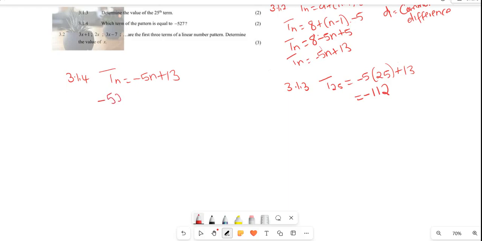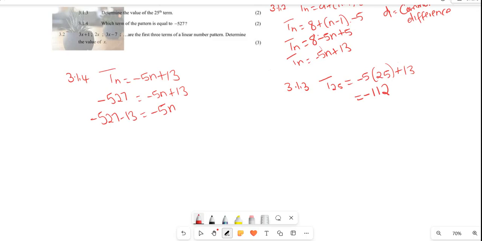Minus 527 equals minus 5n plus 13. I will take this 13 to the other side. And we know that when we take a term to the other side, it must change its sign. So minus 527 minus 13 equals minus 5n.